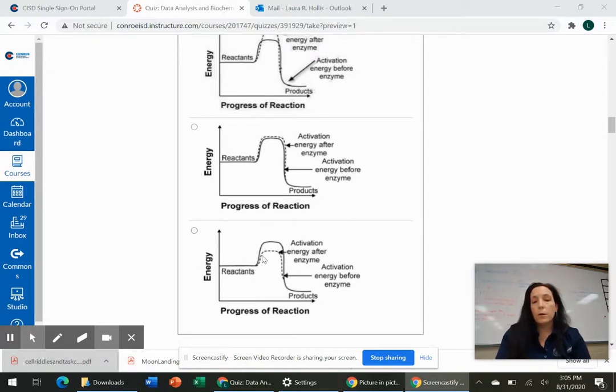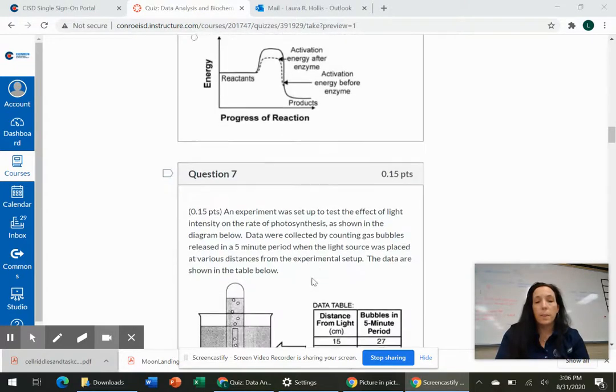So an enzyme lowers the energy, and here's energy on the y-axis. An enzyme lowers the energy of that reaction. Okay, so the answer is this last one, because the solid line represents just a regular reaction, and an enzyme lowers the activation energy. That's what they do. Okay, so the answer is D.